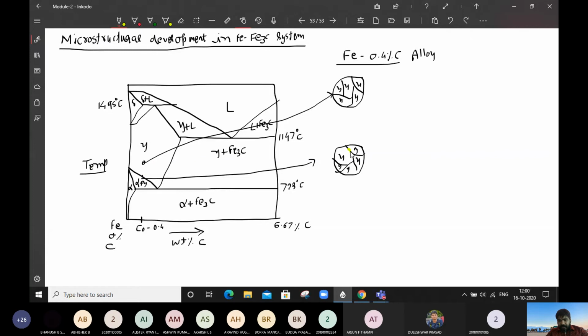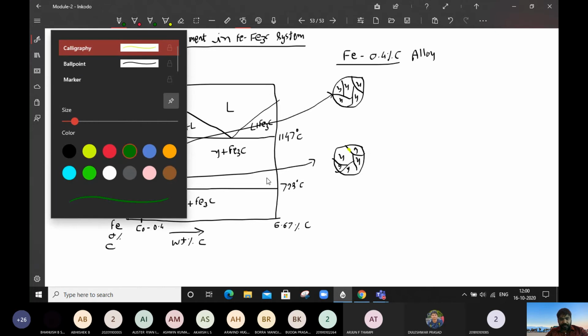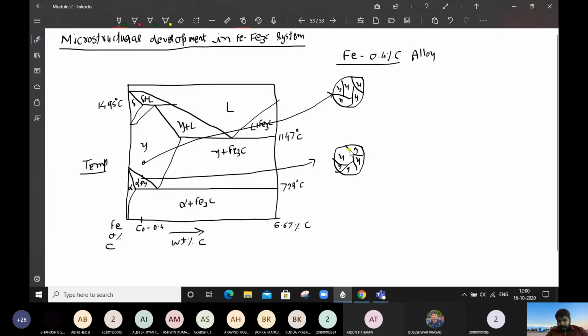Where will alpha come? I don't know whether you are able to see it or not. Let me use another color. Yes, so at the grain boundary, this alpha will start coming. You can see at every grain boundary this alpha will come out. Why? Because you cooled below this temperature. So alpha will come out along the grain boundary. At this point, the alpha will appear.